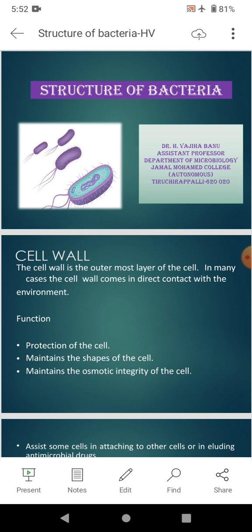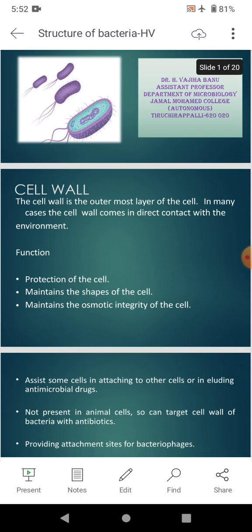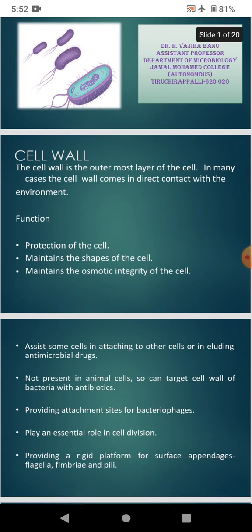Cell wall. Cell wall is the outermost layer of the cell. In many cases, the cell wall comes in direct contact with the environment. The functions of the cell wall: it protects the cell, it maintains the shape of the cell, it maintains the osmotic integrity of the cell, and it assists some cells in attaching to other cells.